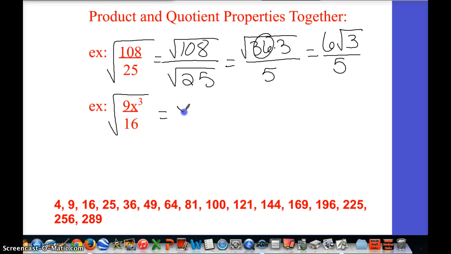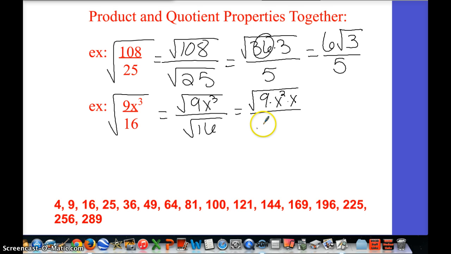Let's break this apart. The square root of 9x cubed over the square root of 16. x cubed is not a perfect square, so you have to take the square root of 9 times x squared times x, because that equals x cubed, over the square root of 16, which we know is 4. Let's circle our perfect squares, and you get 3x times the square root of x all over 4, and nothing can be simplified.